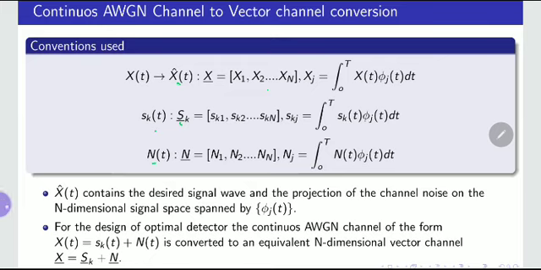So we'll continue. In the last lecture we have studied how a continuous AWGN channel can be converted to an n-dimensional vector channel, where this n-dimensional vector channel is x equal to sk plus n, where each of these vectors is of n dimension, and this n-dimensional space is spanned by our basis functions phi j of t with j equal to 1 to capital N. So we have studied it.